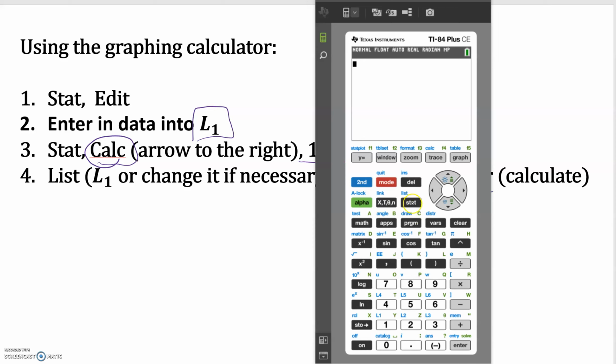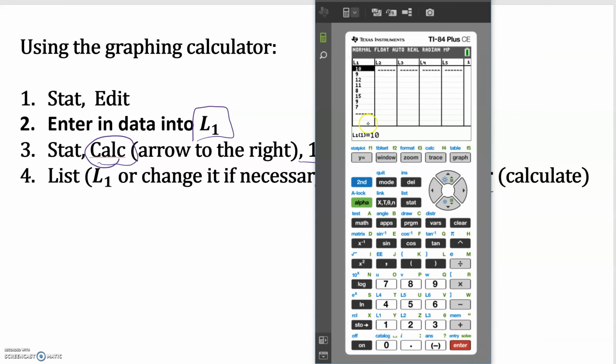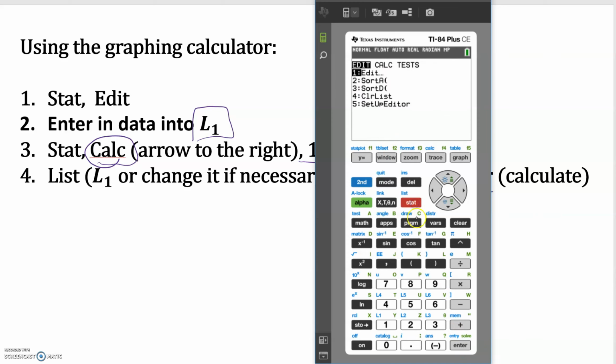So you should see on my screen, I'm going to go ahead and hit Stat. I'm going to hit Enter and Edit. Here's the list that we were just working on. So again, I'm going to hit Stat once I enter that. I'm going to arrow over to where it says Calc. I'm going to hit Enter 3 times, and then it will show me all of those values.